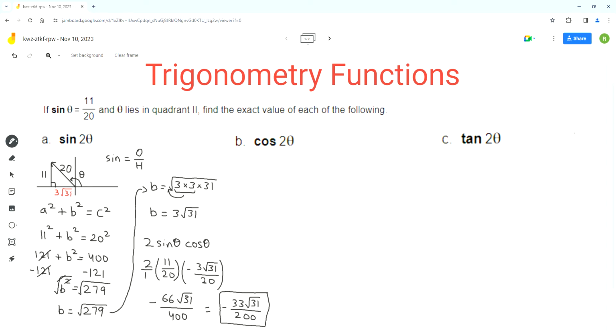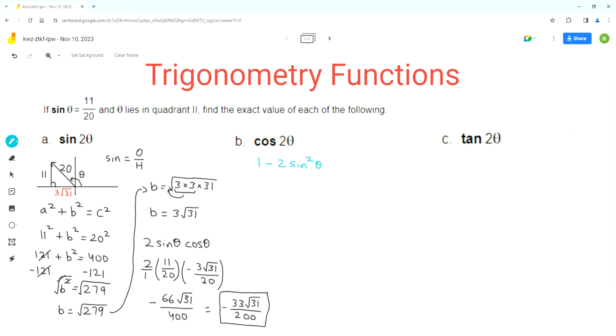Now we can work on part B, cos 2 theta. So I can use a different color here so that there is no confusion between the steps. We'll have to use the double angle identity for cos. Now the double angle identity for cos comes in 3 forms. So the easiest one will be the one which has just sine theta in it because we are given the value of sine theta, and that is 1 minus 2 sine square theta.